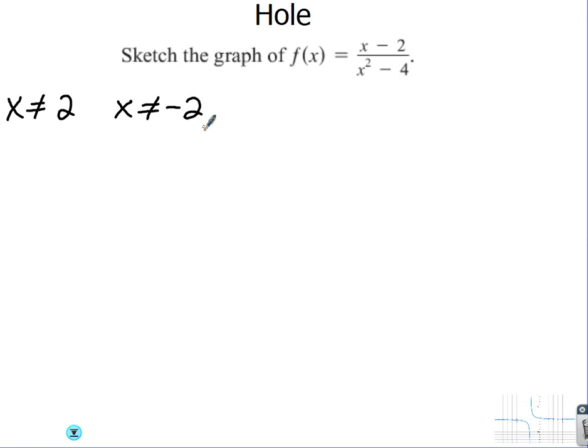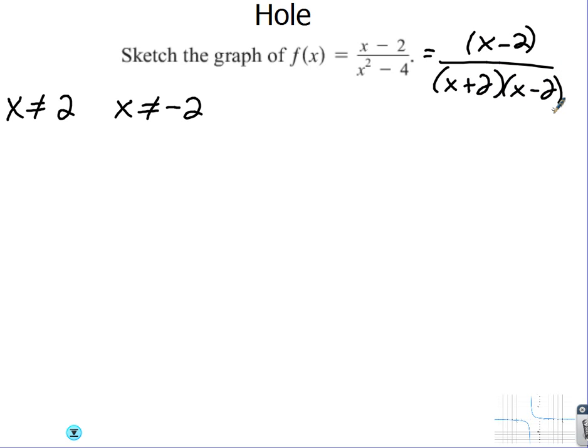But do you see the issue with the top? If you factored this, and to truly see the holes, you need to factor, you've got x minus 2 on top. You have x plus 2 times x minus 2 on bottom. Kaneda, what's a factor there of top and bottom? What's going on top and bottom?